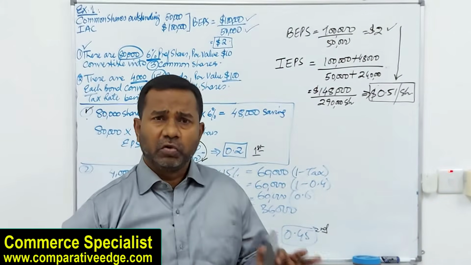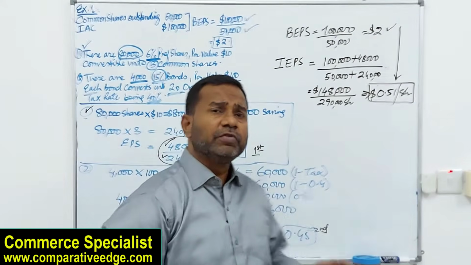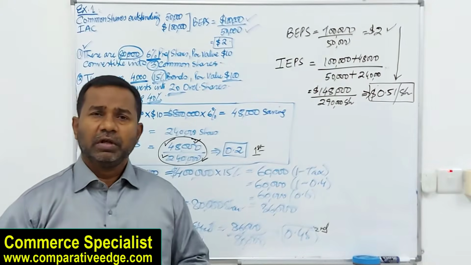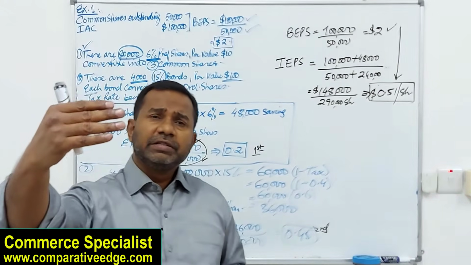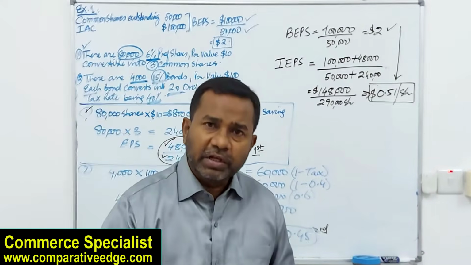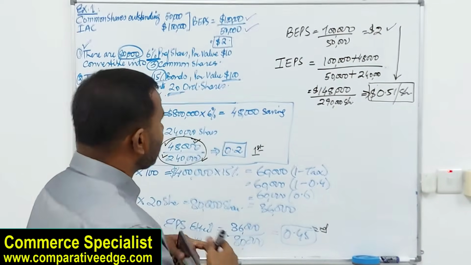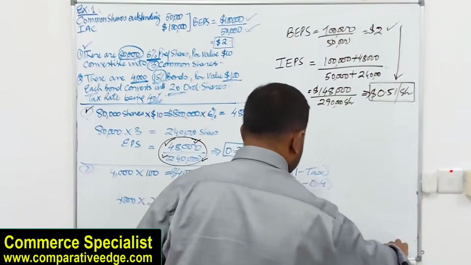This is not the end of the story, ladies and gentlemen. Now we have to incorporate the effect of bonds converting into this. What happens? Is the EPS falling further down or not? Let's have a look. So I'll use a different marker here.